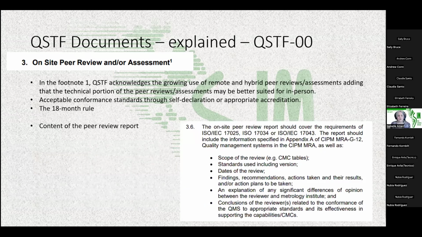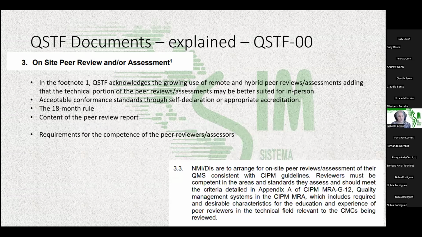Then continuing on requirements for a peer review and assessment report, the content of the peer review report is mentioned in QSTF-00. Of course, it should cover the requirements of the conformance standard 17025, 34, or 43, and also cover the information specified in Appendix A of the CIPM-MRA-G-12, Quality Management in the CIPM-MRA, which is available on the BIPM website. So we have summarized also here key points that need to appear in this report.